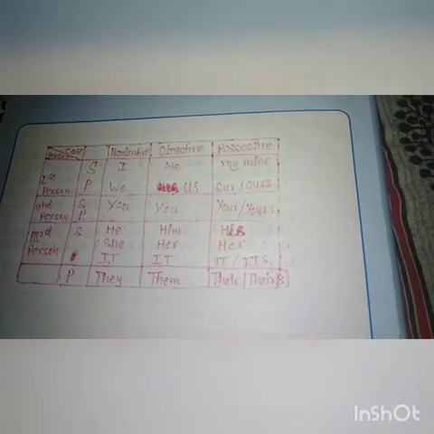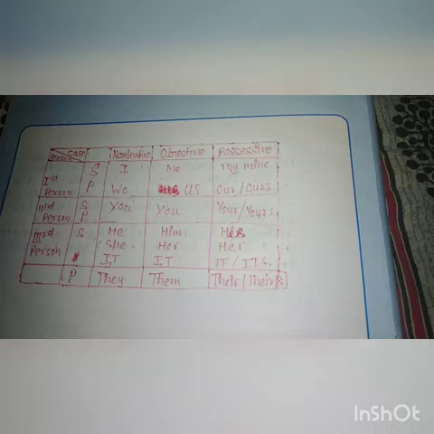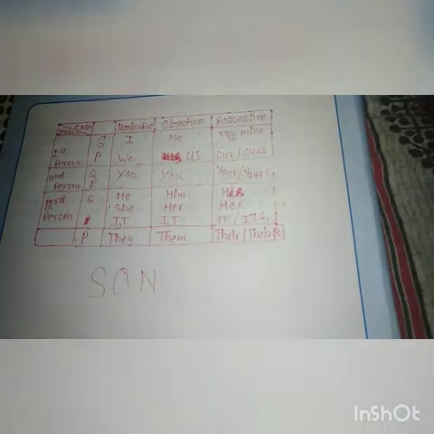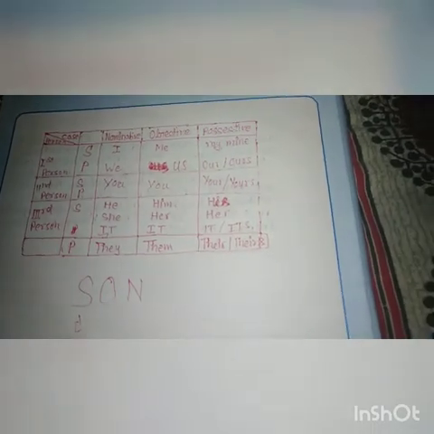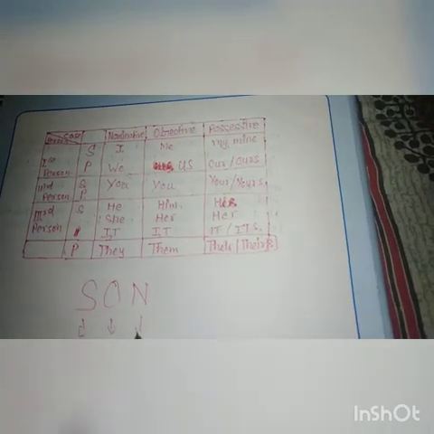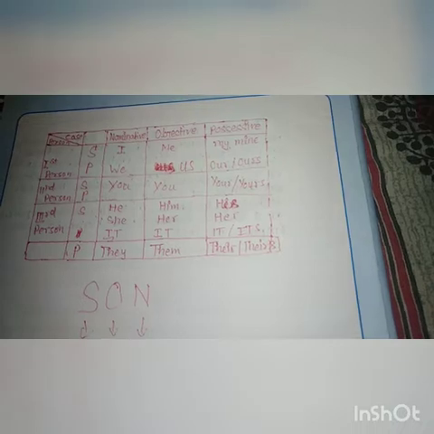So whenever we are having this type of word in our narration, meaning reported speech, we need to change these words while changing direct narration into indirect narration. For changing these words we have a very specific rule, which is known as SON. S is for subject, O is for object, and N is for no change.